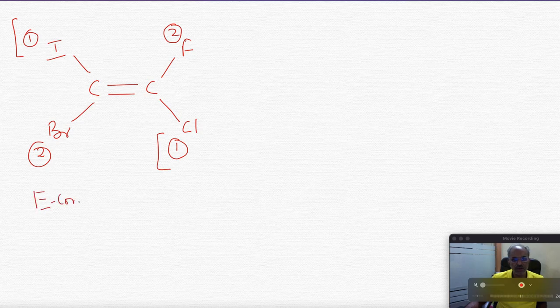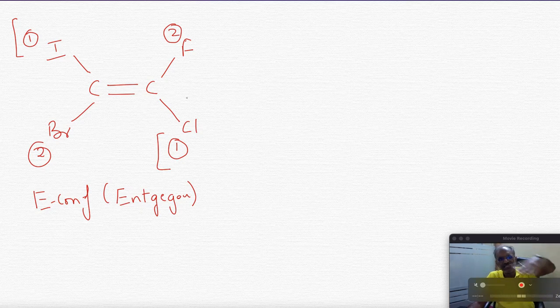or E isomer. E is known as Entgegen. E-N-T, I think so, G-E-G-E-N, Entgegen. This is again a German word, Entgegen, E configuration. So here the highest priority group is on the opposite side. In the previous case, the highest priority group was on the same side, right? The numerical values of these both are the same, 1, 1. They are on the opposite sides, across the C double bond C.